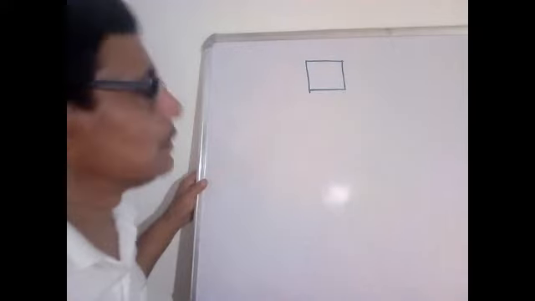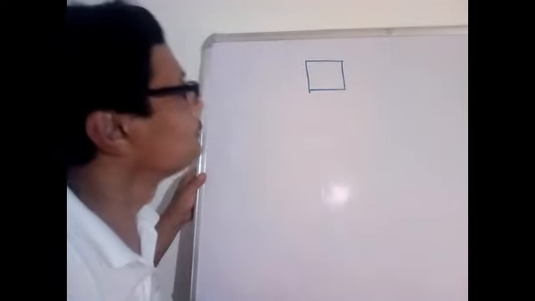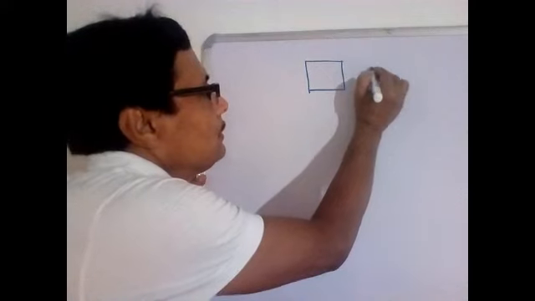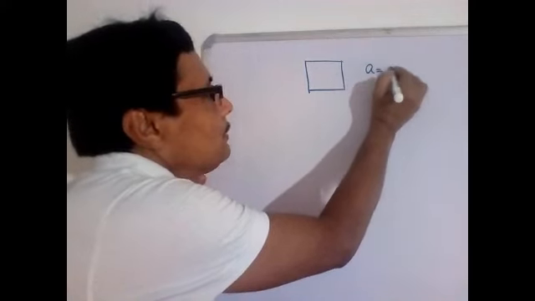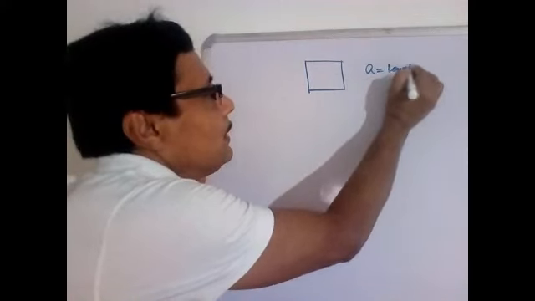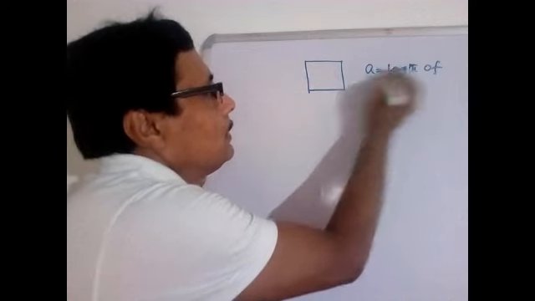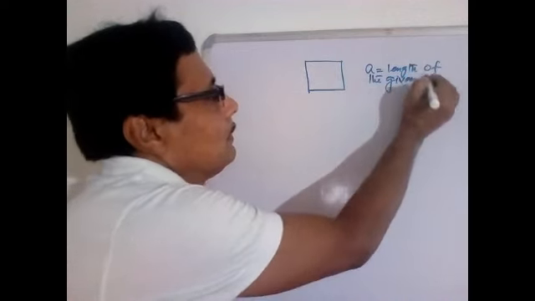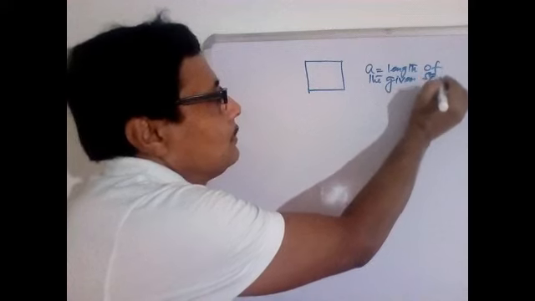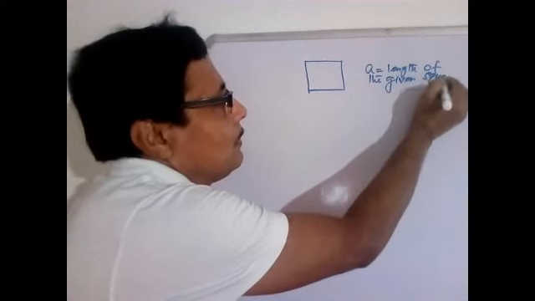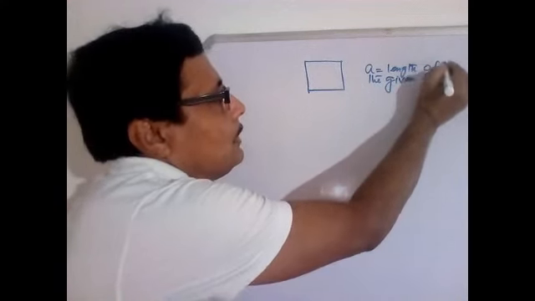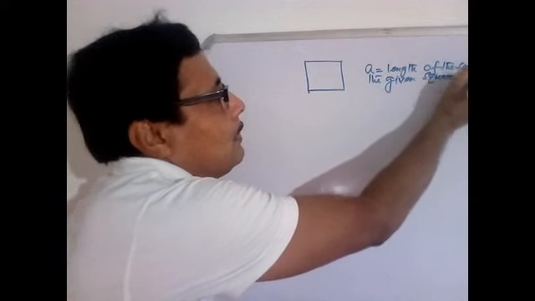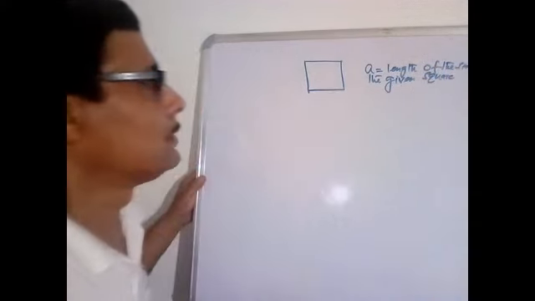This is the given square. Its side length, the length of the side, is A. Let A be the length of the side of the given square.